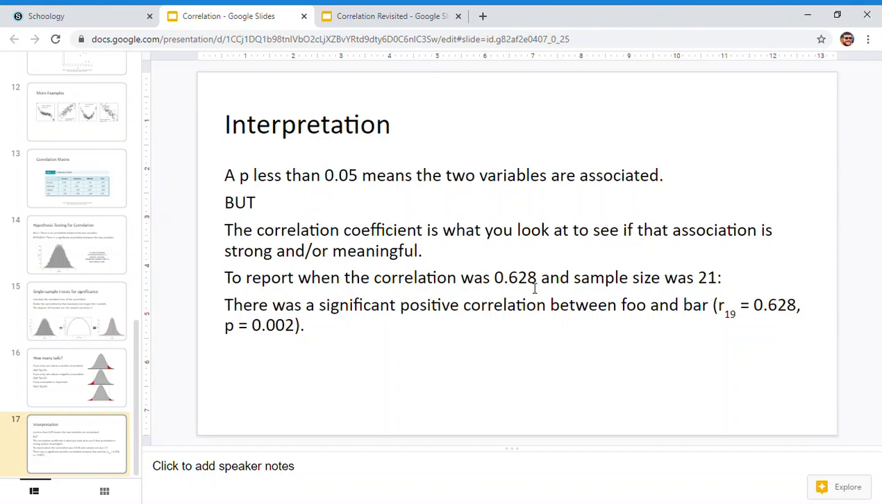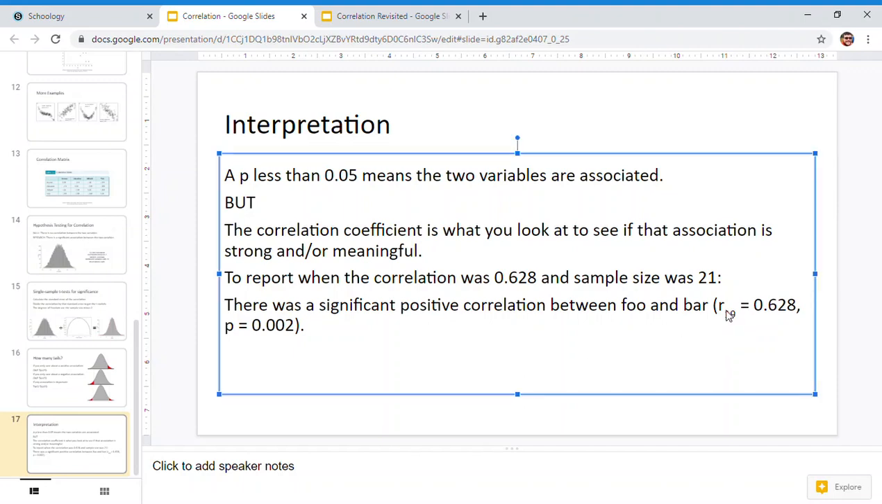So if you have a correlation that's 0.628, sample size is 21, and the variables are foo and bar, you'd report there's a significant positive correlation between foo and bar. And say little r is the symbol for Pearson's product moment correlation coefficient, and the degrees of freedom, which is the sample size minus 2, and the correlation and the p-value. Okay, let's see if this helps.